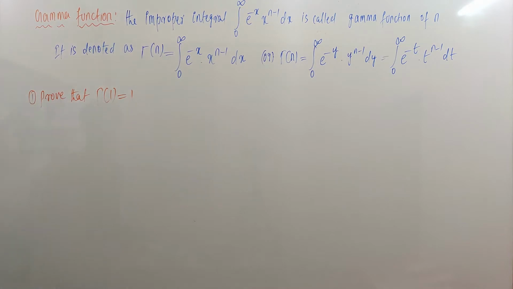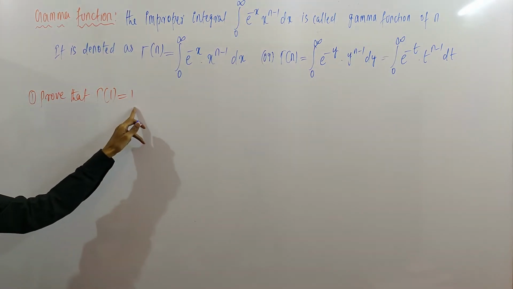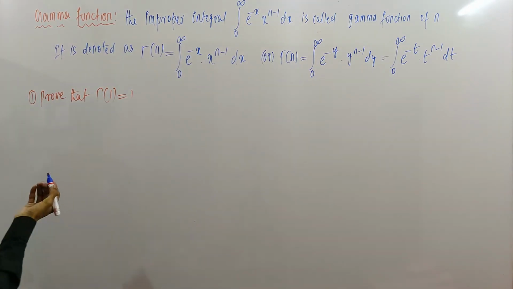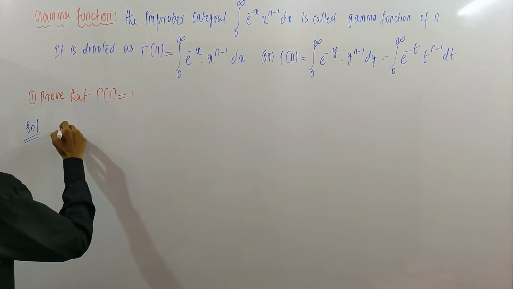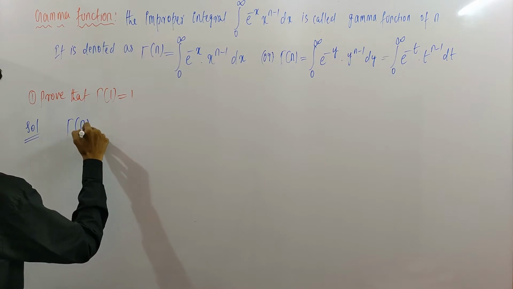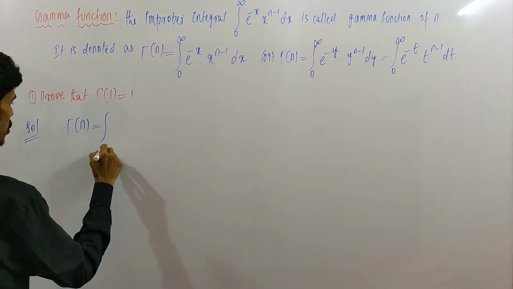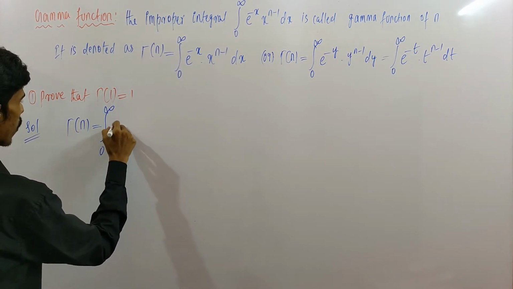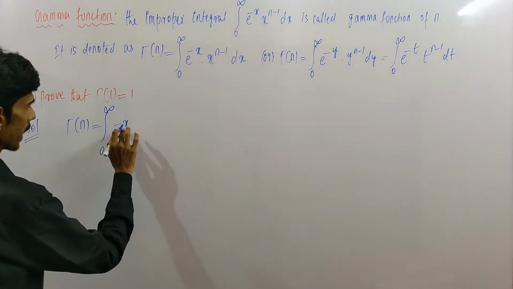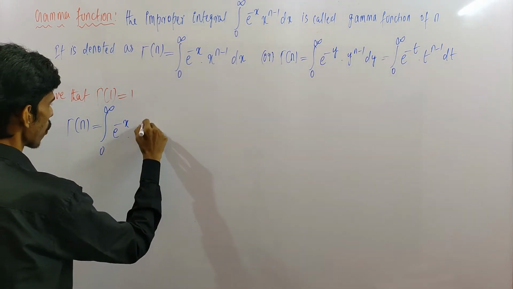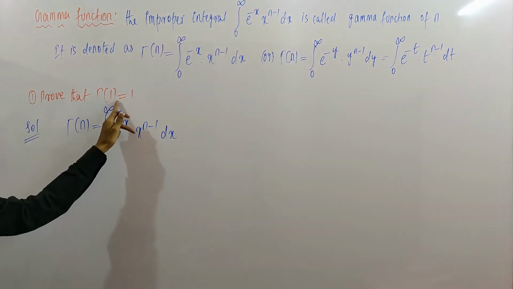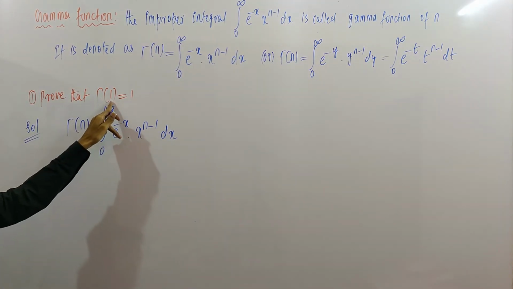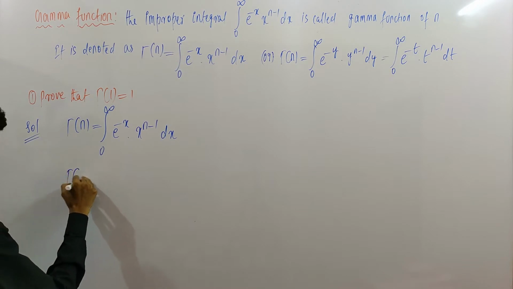Now let us prove that the gamma of 1 value is 1. Let us see the solution of this question. We know that gamma of n is defined as the integral from 0 to infinity of e power of minus x into x power of n minus 1 dx. We have to find gamma of 1, meaning the value of n is 1. Let us find gamma of 1.